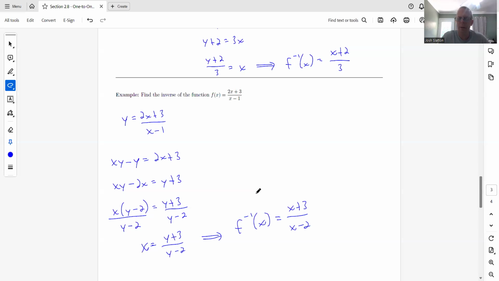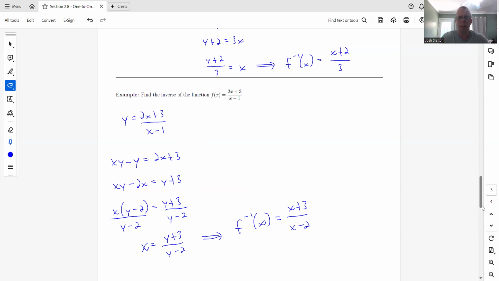And so that's it. So that's pretty much the same steps. Any rational function, you're going to have the same steps. So if you even need to, go back and you can write down the exact steps we did as we went through this. So cross multiply, x terms on one side, non-x terms on the other side, factor out the x, divide by the factored out part. And there you go.